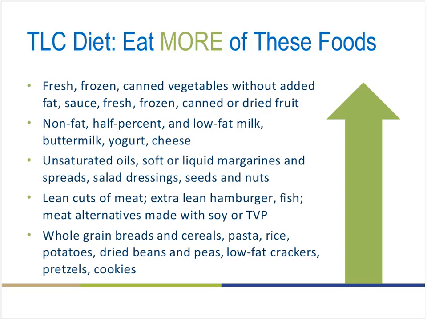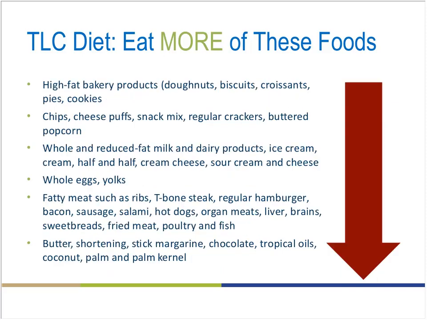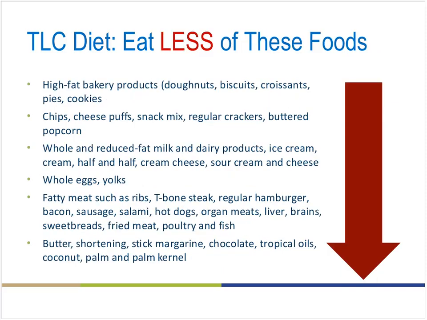And then whole grain breads and cereals, that's your brown pastas, your brown rice, potatoes. Beans are an awesome choice for protein and for a low-fat protein source. And then if you're snacking, low-fat crackers, pretzels, and low-fat cookies instead of chips and things like that. So the next one is eat less of these.